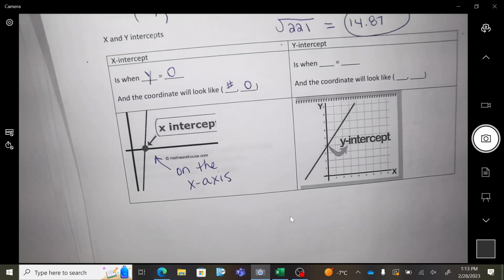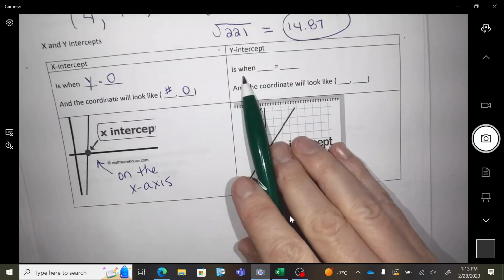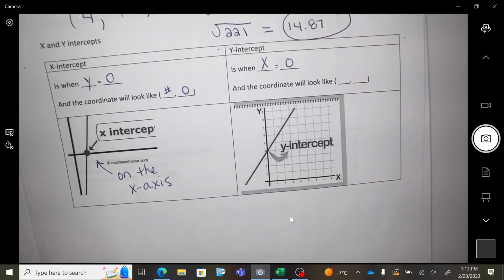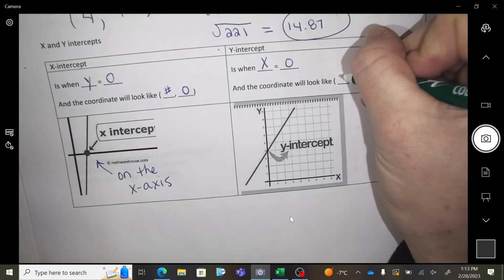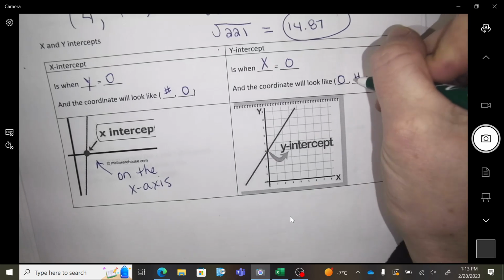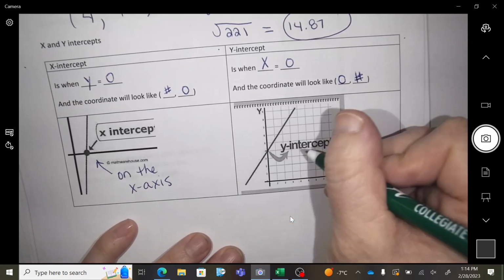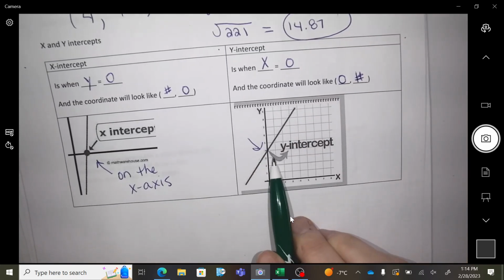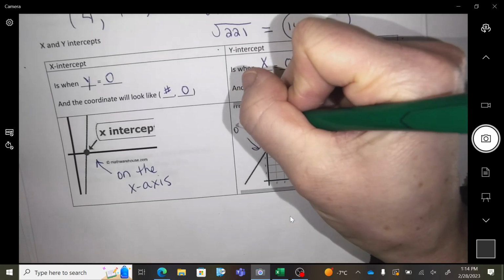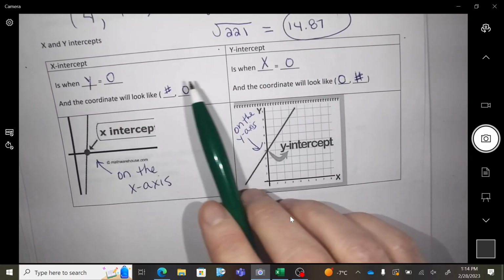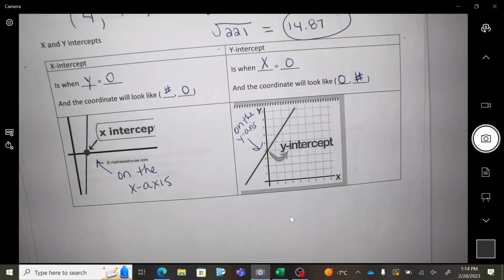Okay, so why don't we take that info and change it to what a y-intercept is? So what do you think? A y-intercept would be when x equals 0, and the coordinate will look like this: 0, comma, number. Does that make sense? And here's the visual. That's a y-intercept, and it is on the y-axis. So it's very important to remember that what you're finding, the other letter is 0. Okay?